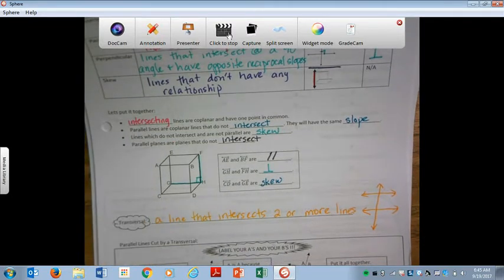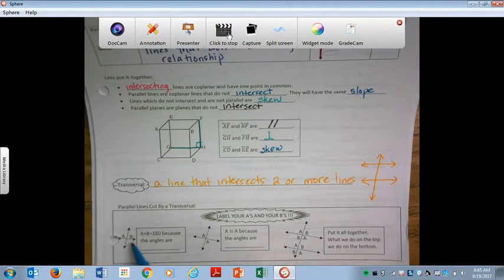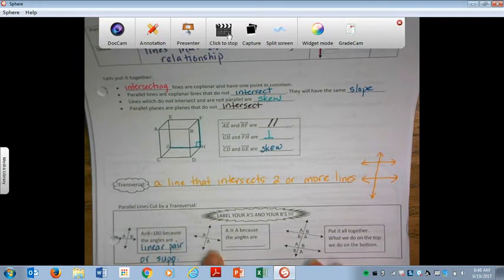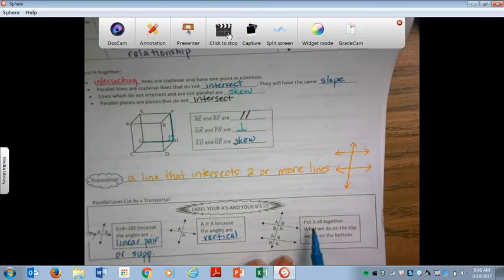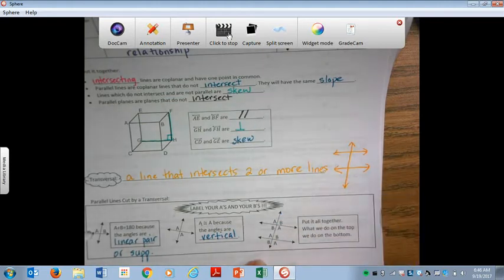Ms. Ferber has put down a couple of hints, okay? So here you can see label your A's and your B's, all right? Right here, you know that A and B add up to 180 because they are a linear pair or supplementary. Here, you know that A is congruent to A because they are vertical. And then when we put it all together, okay, you have the transversal with the two lines. You have the relationships A, B, B, A. The top looks like the bottom. All right?